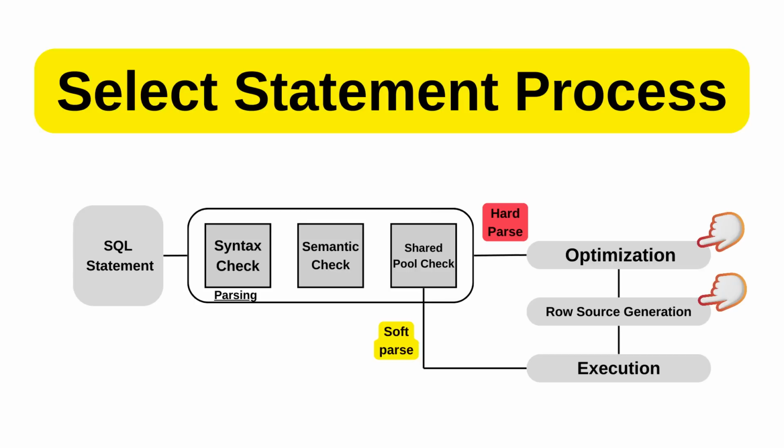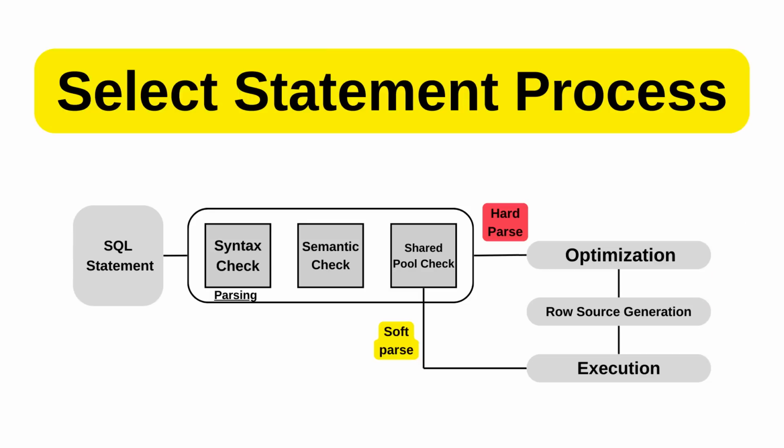The first stage is the optimization stage. At this stage, the database creates a new execution plan for the query. The second stage is the row source generation stage. At this stage, a query plan specific to the query is generated.